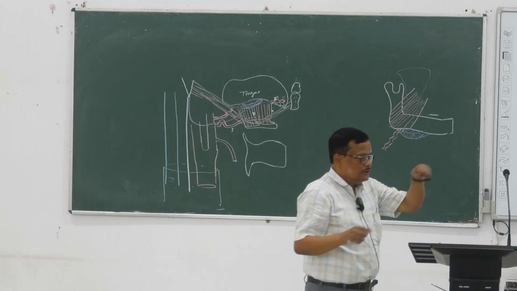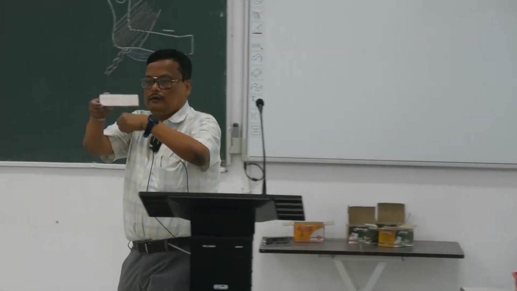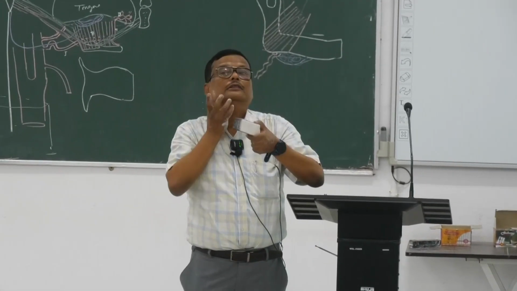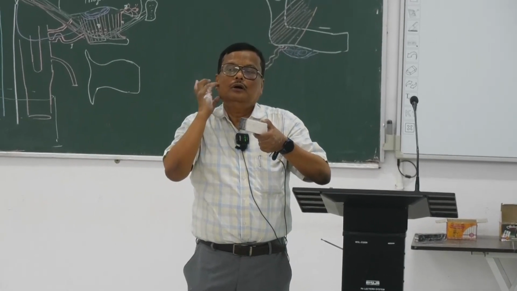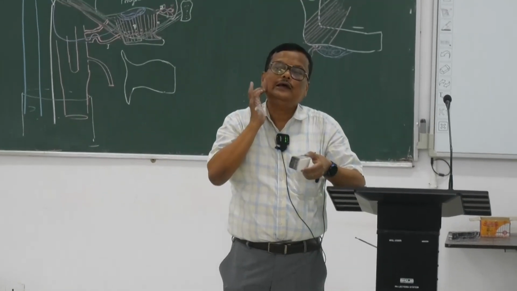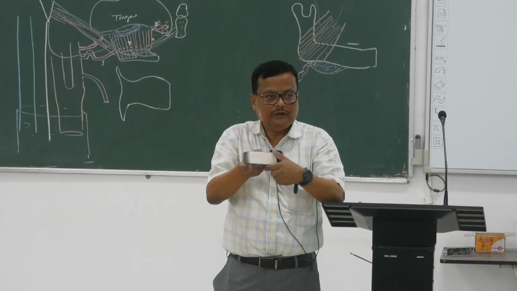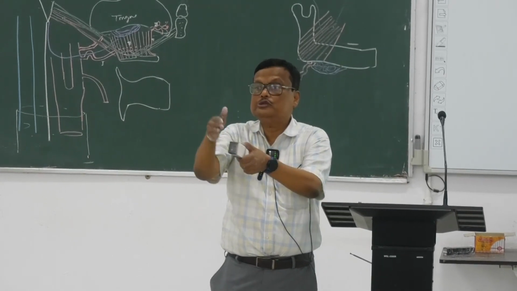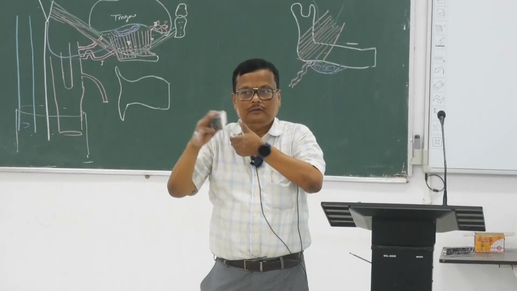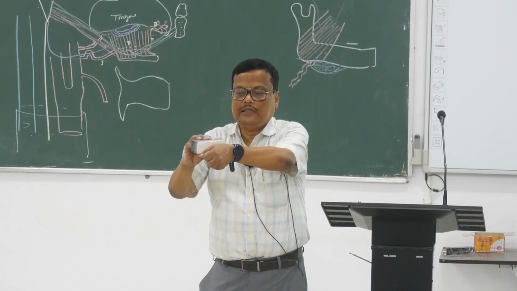Then understand, this is the submandibular gland, right? And this is the mandible, the base of the mandible, the body of the mandible. This is the lateral surface, and this is the medial surface, right? It is your right mandible. So it is the lateral surface of the mandible, and it is the medial surface. And the submandibular gland is situated like that.